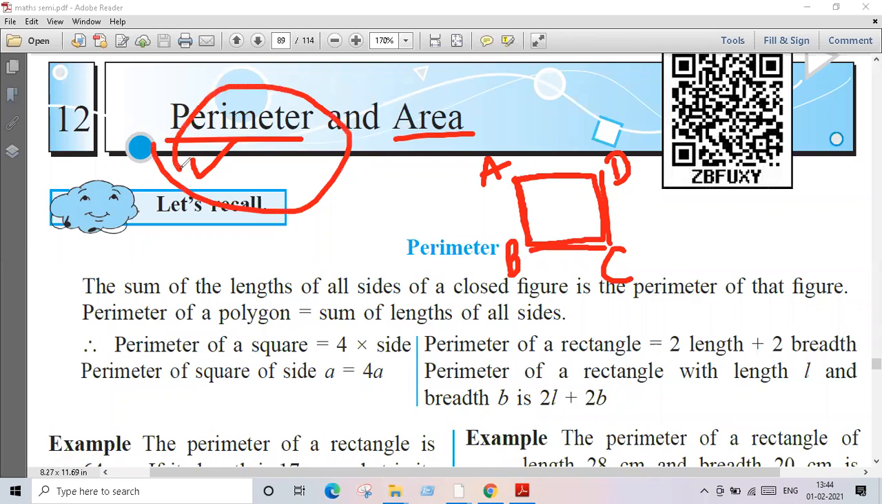ह्याला काय म्हणतो आपण? पेरिमीटर. लक्षात घ्या, only the length. समजलं? AB, BC, CD, AD ऍड केलं की आपला पेरिमीटर मिळतो. But if I want to find out the area, जर मला एरिया फाइंड आउट करायचा आहे, क्षेत्रफळ, then what is the area? Area is the space covered by this figure.